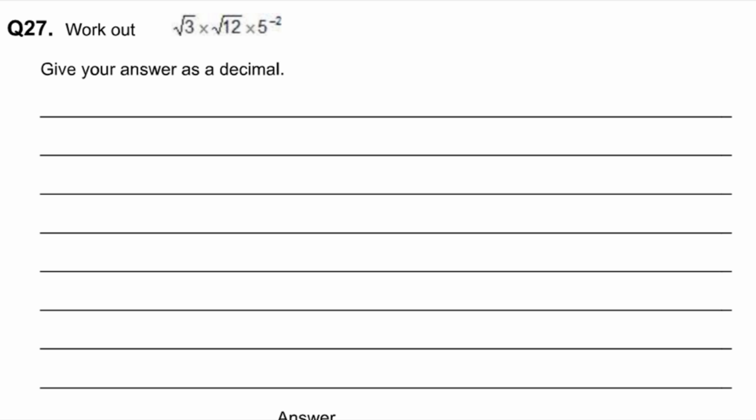Question 27, work out root 3 times root 12 times 5 to the minus 2. Give your answer as a decimal. Well, this looks almost like a surds question rather than an index question. Root 3 is root 3. Root 12, though, I can break down. Root 12 is root 4 times 3, isn't it? And the root 4 is 2.